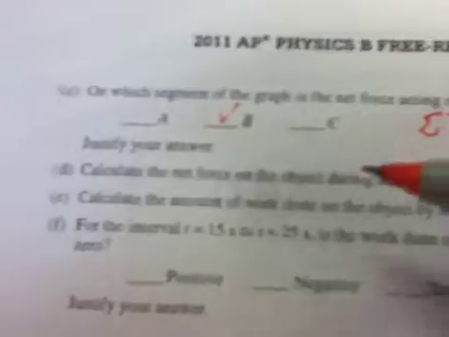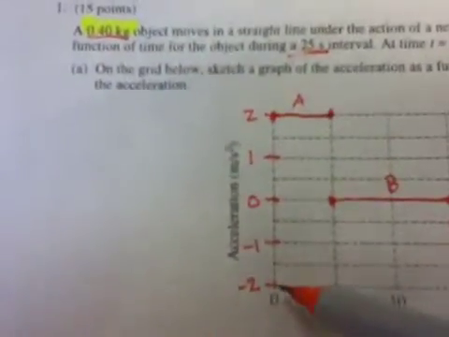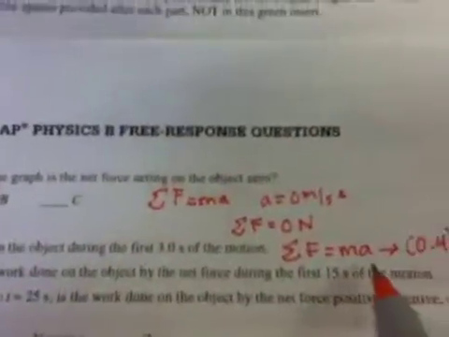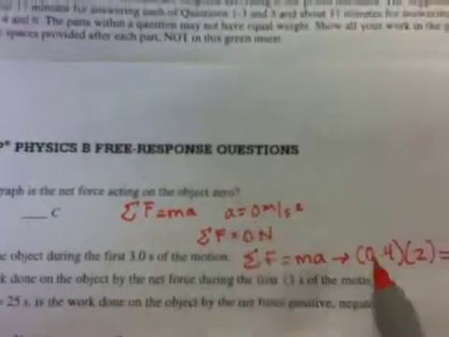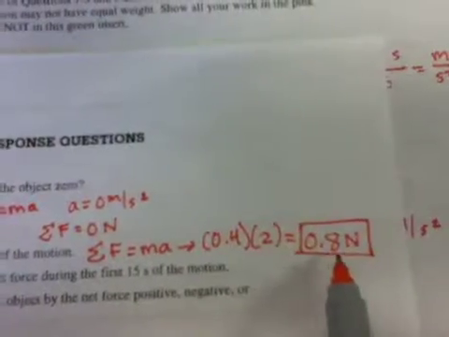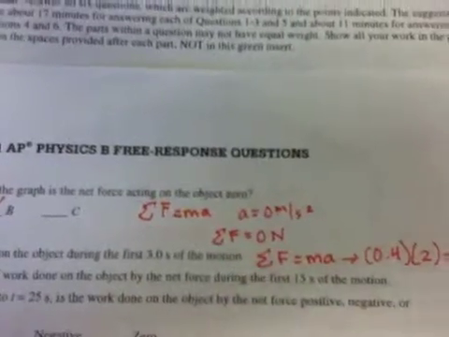Now for the next one, calculate the net force on the object during the first 3 seconds of motion. Let's look back. The first 3 seconds is between 0 and 5, so our acceleration at about 3 seconds is still 2. Again, we're going to say F equals ma, where m is 0.4, like it was up here, and this time our acceleration is 2. So 0.4 times 2 gives us 0.8 newtons, and that's going to be your net force at 3 seconds. I hope this helps.